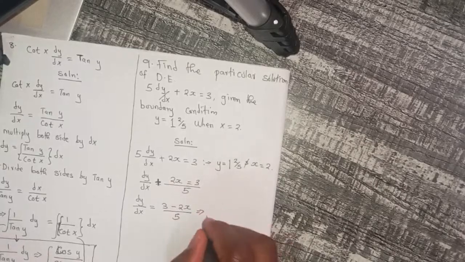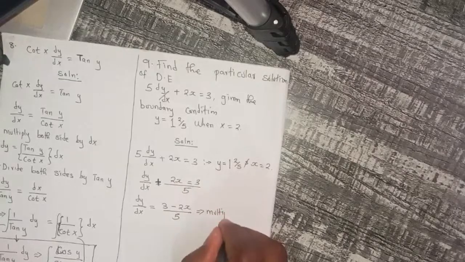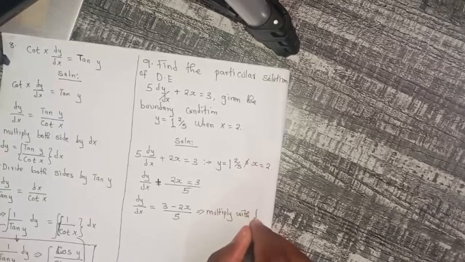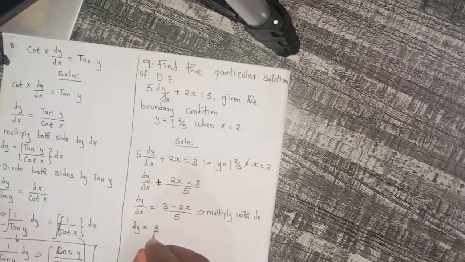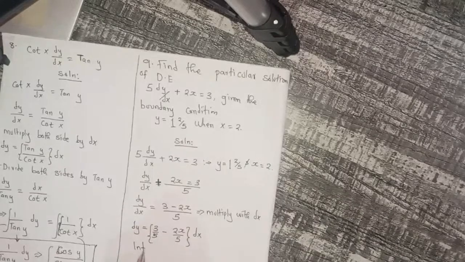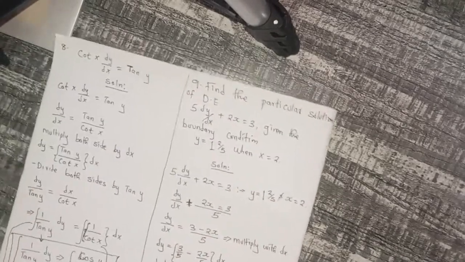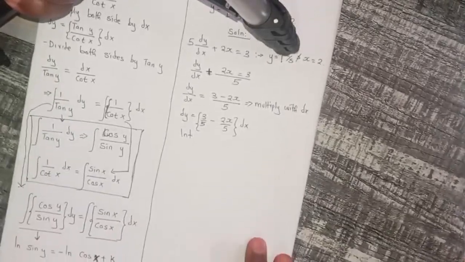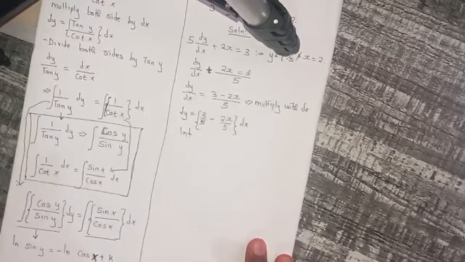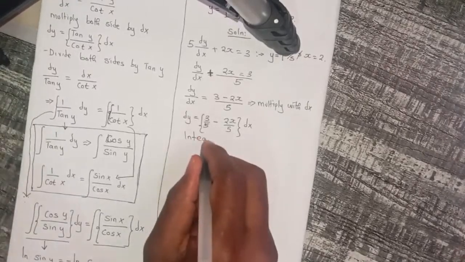So from this, multiply both sides with dx, so this becomes dy is equivalent to 3 over 5 minus 2x over 5 with respect to dx. Then we integrate both sides.